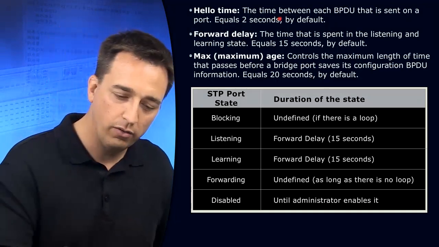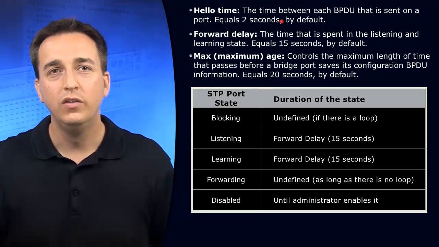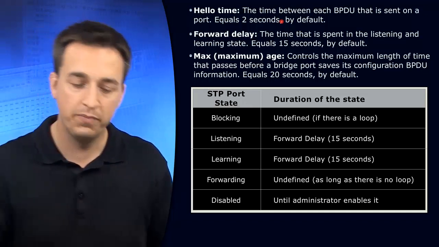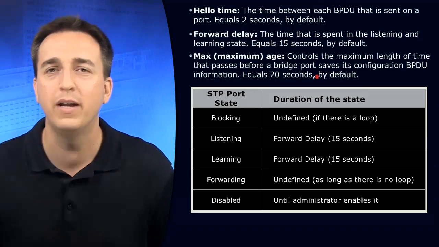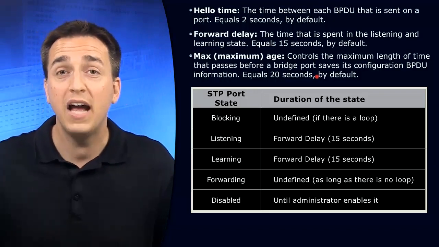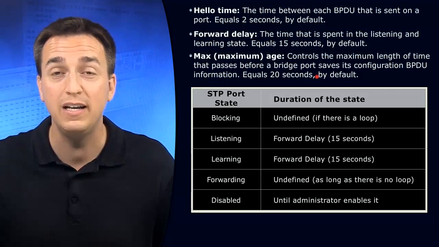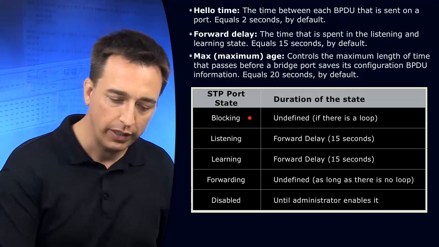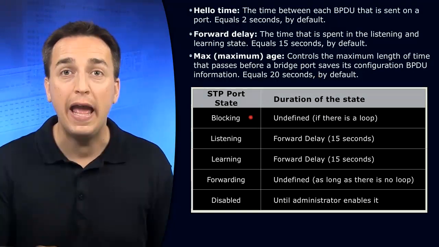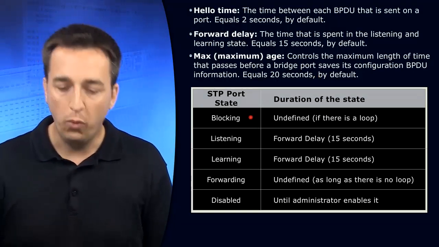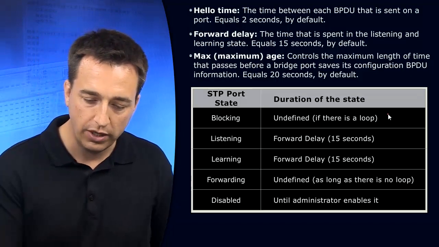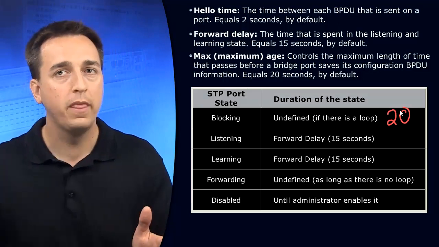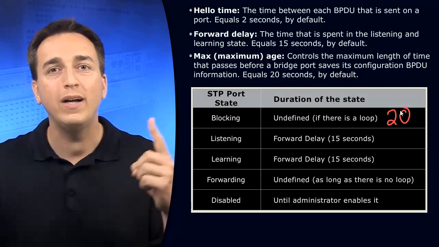But if a hello is sent every 2 seconds, then we should theoretically receive 10 BPDUs within that 20-second time frame anyways. So that means if the max age timer expires, 10 BPDUs were missed. So let's say that happens. We're currently in the blocking state. 10 BPDUs are missed. Well, that means at the present time, there was a problem in the topology for 20 seconds. That's right. We stopped receiving BPDUs 20 seconds ago.